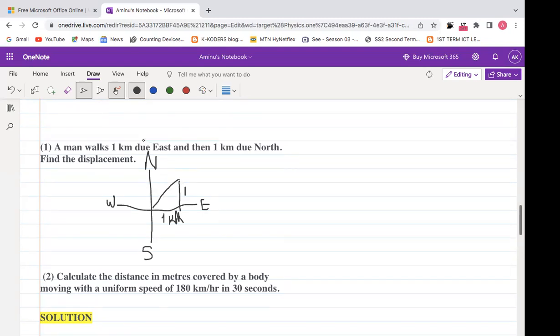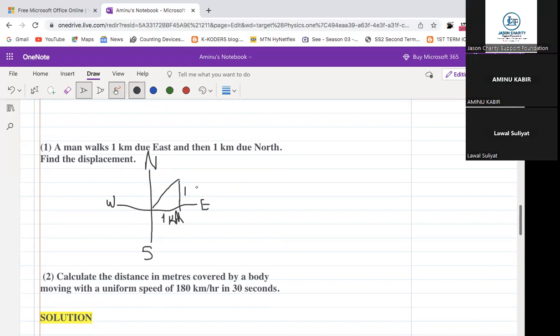And for us to find the displacement of the man, we are going to make a triangle out of this. If we make a triangle out of this, then we can easily calculate the distance traveled by the man. So let's do that. We're going to use Pythagoras theory to calculate this. So we're just going to represent this part, the hypotenuse, which is the magnitude of the distance traveled.